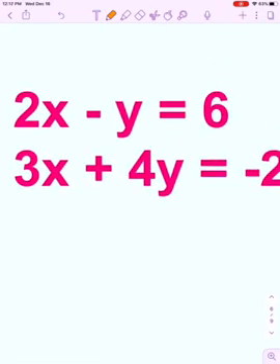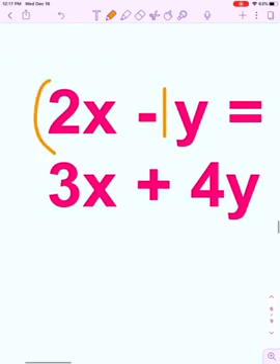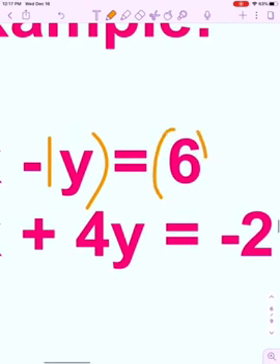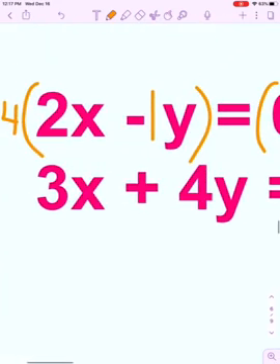Right now I don't have anything that matches. I cannot easily turn a 2 into a 3 or a 3 into a 2. They don't go into each other. Right now the number in front of this y is a 1. I can easily multiply a 1 and turn it into a 4. So I'm going to multiply that top equation to make that 1 into a 4. 1 times 4 is what gives me 4, so everything in this equation is going to get multiplied by 4.